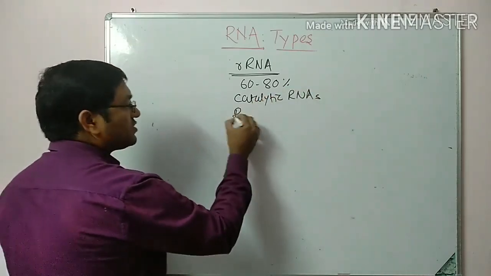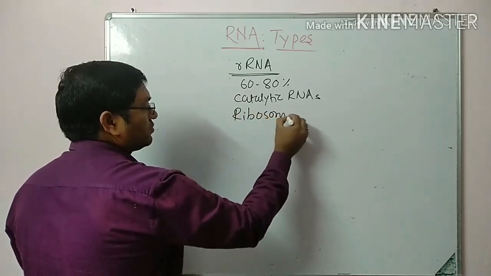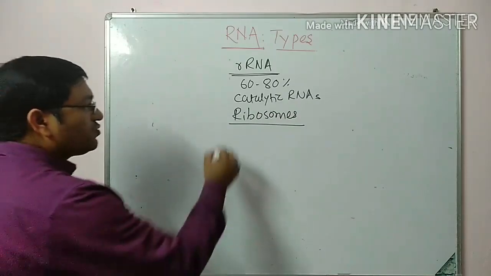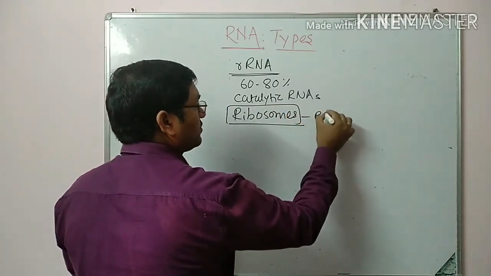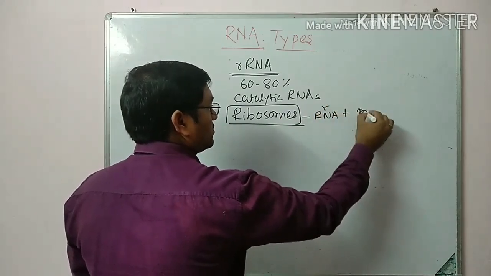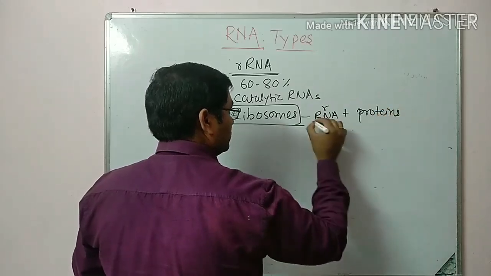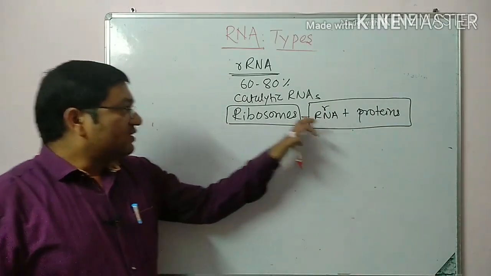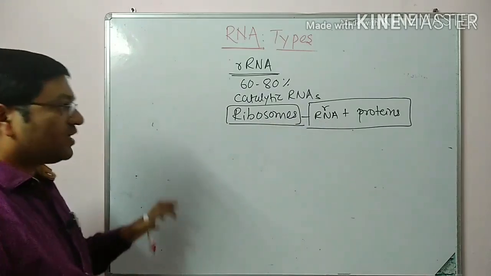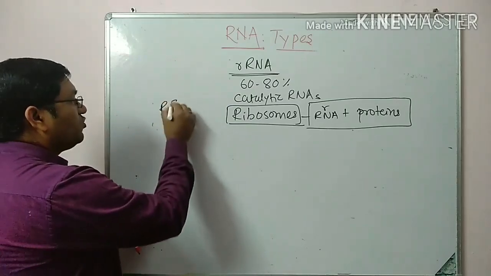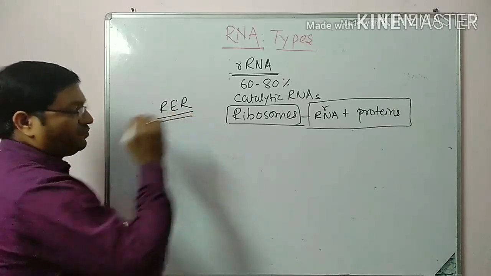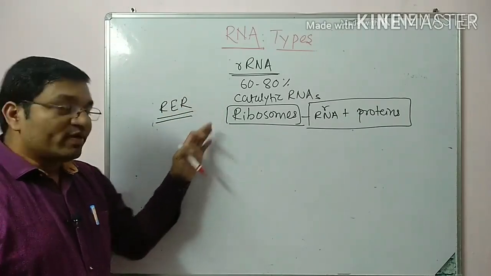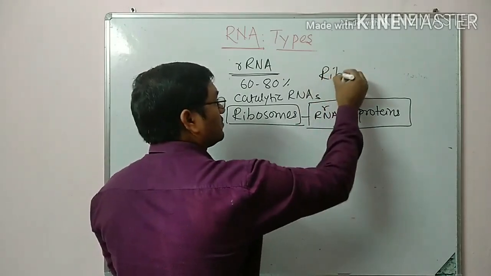They help in the synthesis of ribosomes. Ribosomes are made up of rRNA plus proteins, and these ribosomes are studded on the endoplasmic reticulum, which is known as rough endoplasmic reticulum. Also known as catalytic RNA or ribozymes. You may get a short note on ribozymes.